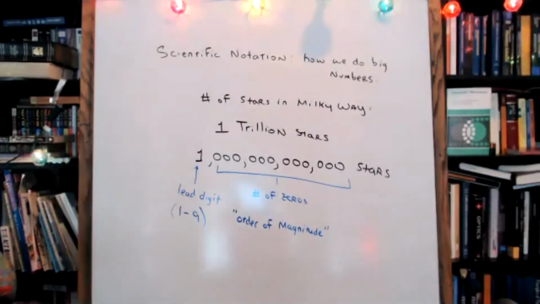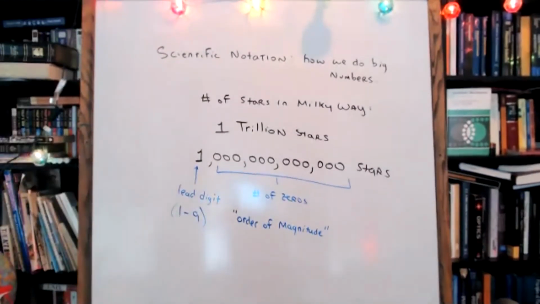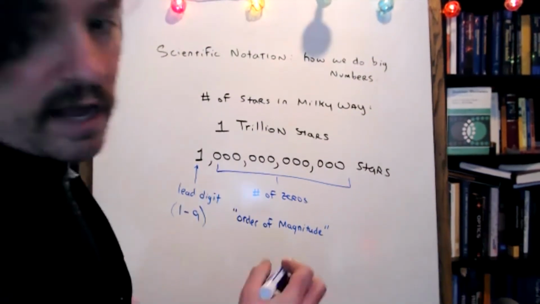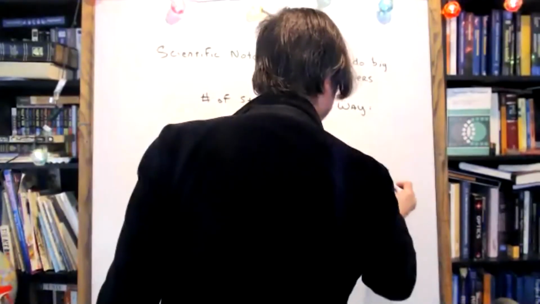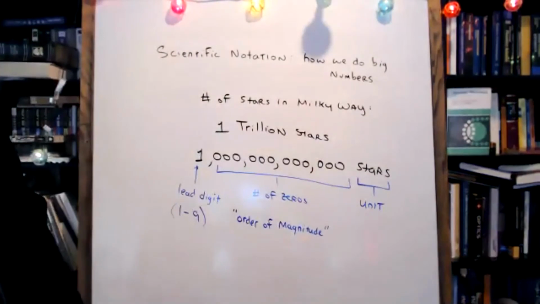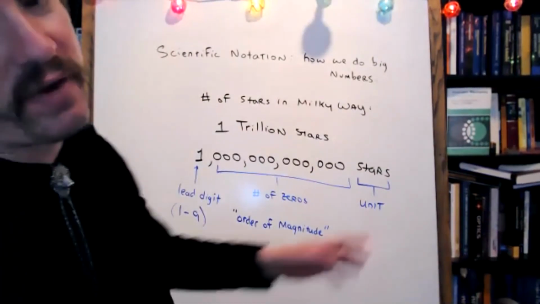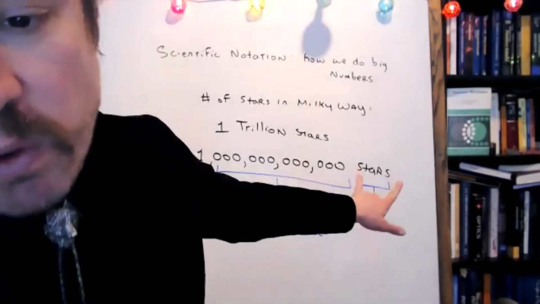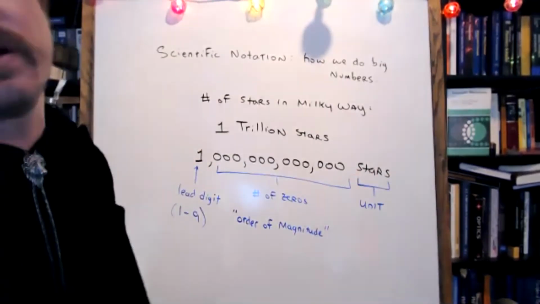Lastly, but not leastly, we have this part of the number. This is the unit. The unit is the little tag which tells you what you are measuring. Units are of extreme importance in astronomy class. We will always aim to put units down with our numbers, okay?